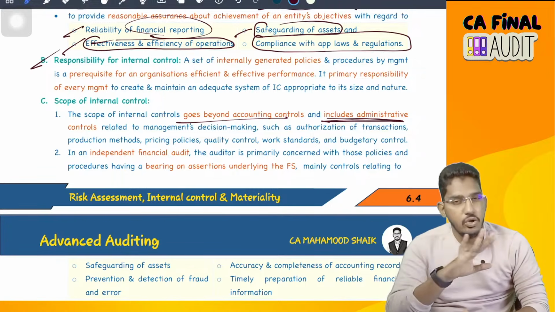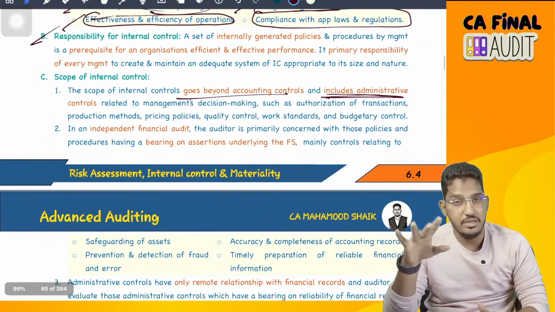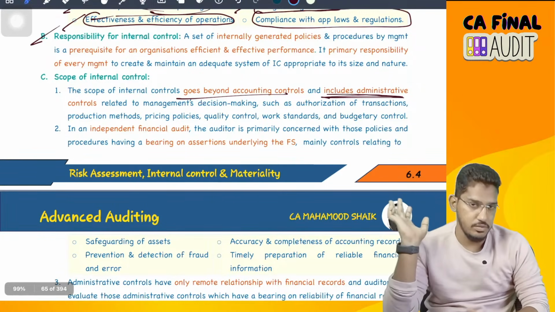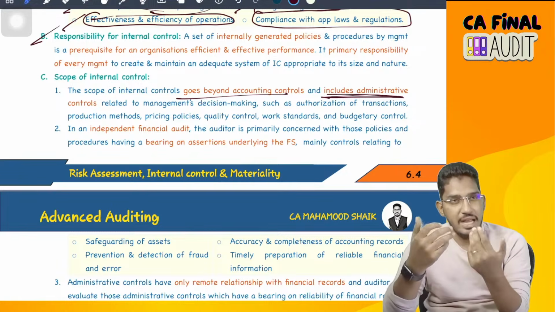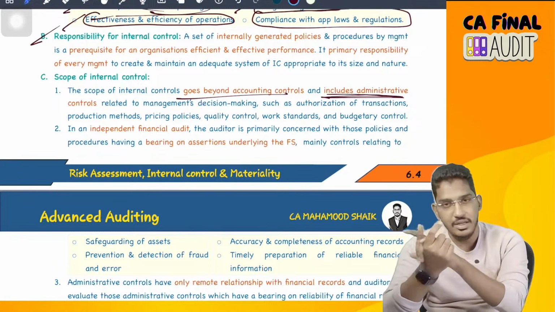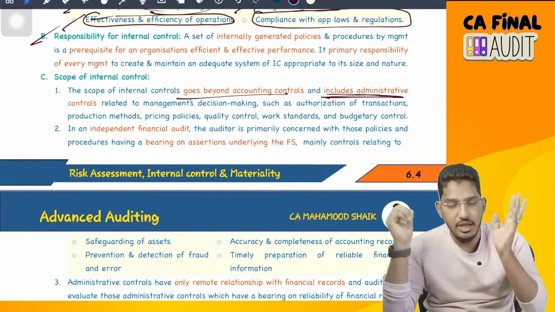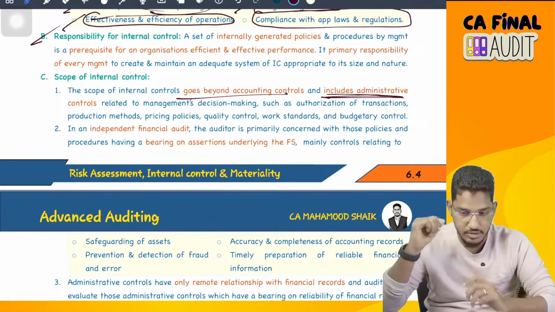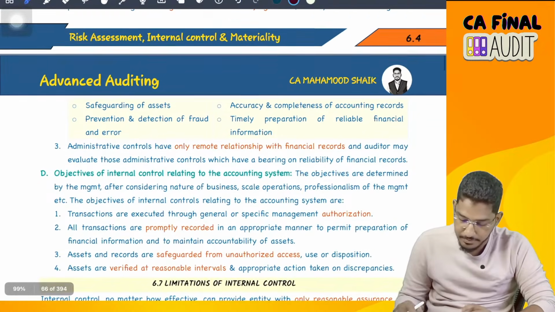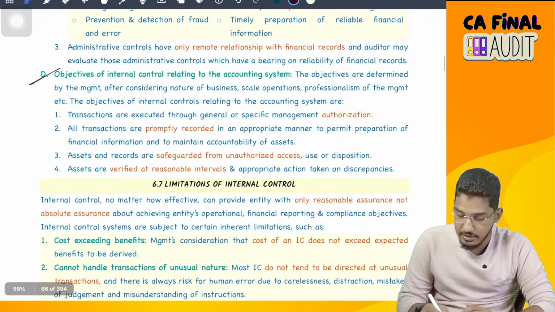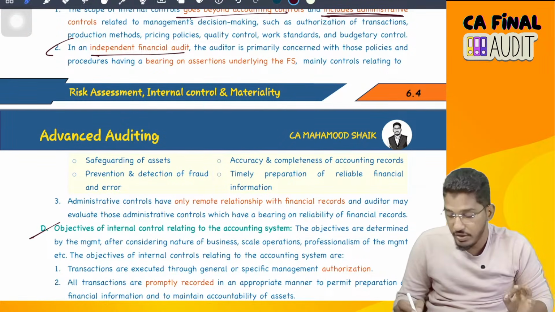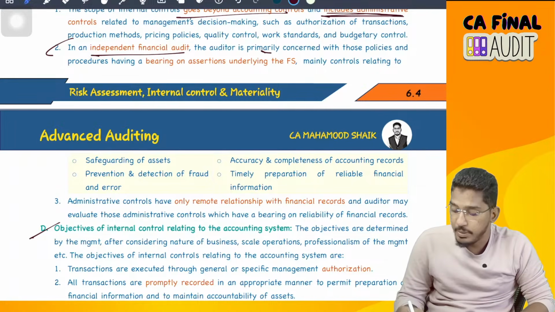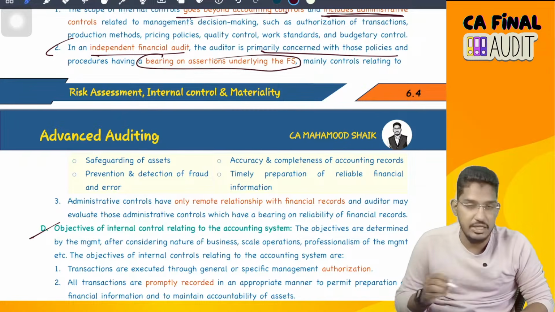But as an auditor, we are not worried about each and every control in the organization. We are worried about only the accounting controls. Those controls which have a direct relationship or some sort of association with the financial statements and books of accounts, those internal controls only the auditor will be worried about. Other controls, the auditor might not get worried about them. So that's what they say here. And that's the complete summary here. In an independent financial audit, when you are doing audit of the financial statements, the auditor is primarily concerned only with those policies and procedures which have a bearing on assertions underlying the financial statements.